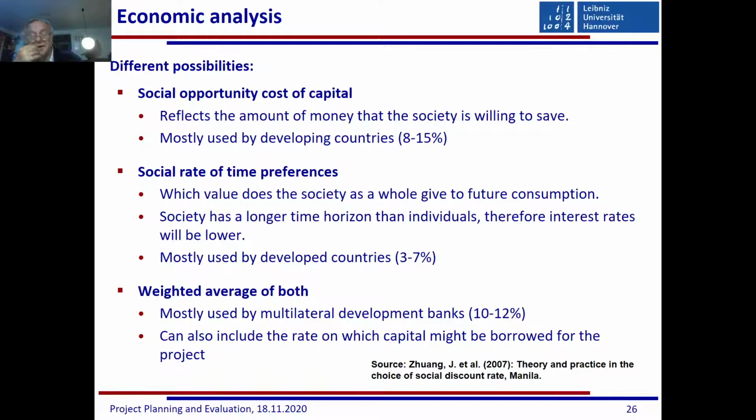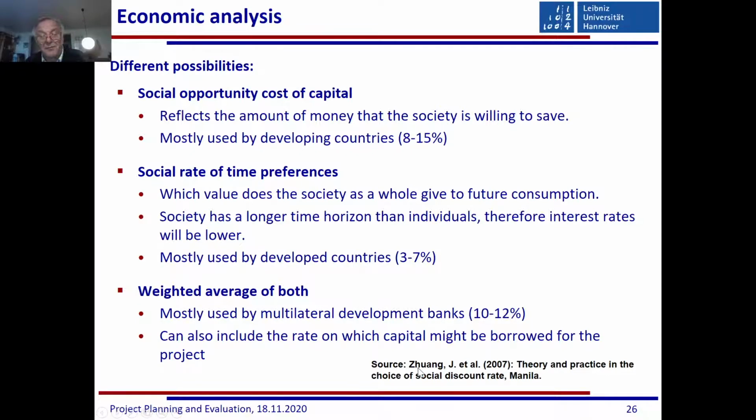This is the crux, that you have a relatively low reference point so that your project is well above, and then your project is also economically viable. Mostly what is used by industrial countries is 3 to 7%. And then we can weigh both of them. So we have the social opportunity cost and we have the social rate of time preference. That sometimes comes out a little bit arbitrary.